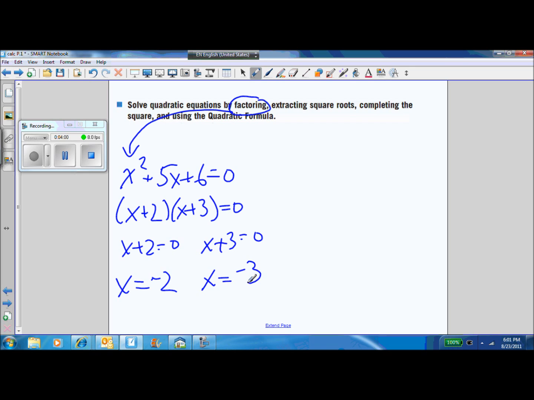Great. Well, factoring is a nice fast technique if you can see how to factor it, and you can actually turn even higher degree equations into a series of linear equations. But what do we do if it doesn't look factored? Well, extracting the square root comes up next. Let's take a look at some of those.